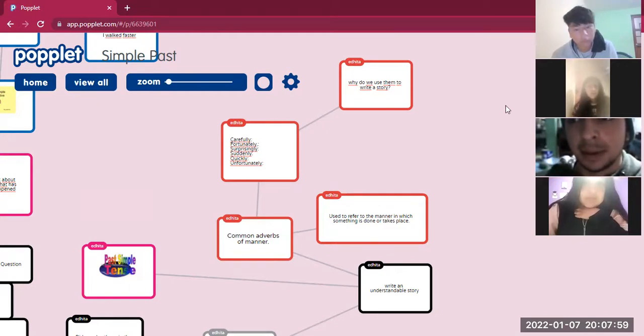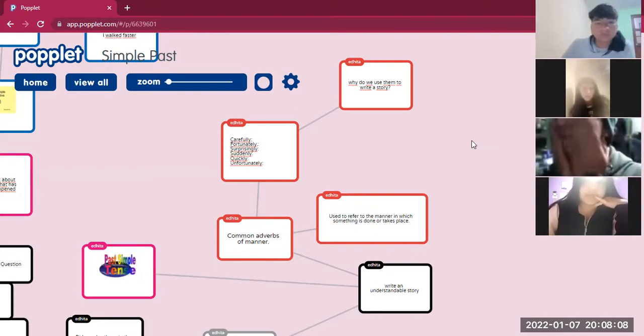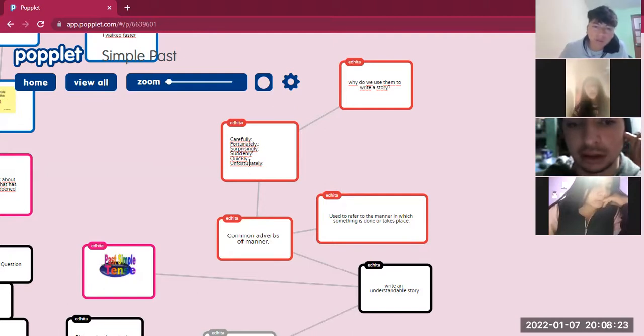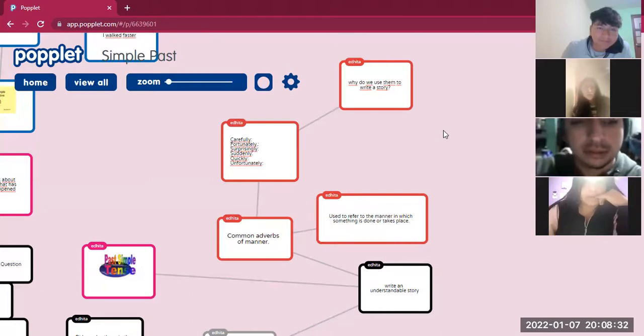Royer, do you want to participate? Yes. Okay, Royer, go ahead. Say an example using an adverb. Carefully, fortunately, quickly. Quickly. Yes, use it. Use it in a sentence. What did you do quickly?